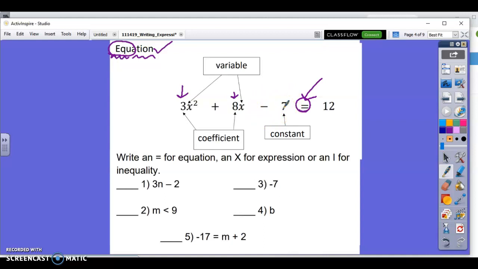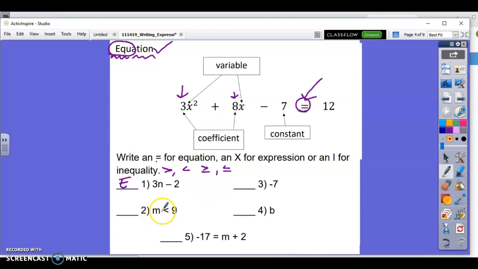Write an equal sign for an equation, an X for an expression, or an I for an inequality. So what we're doing is we're looking at these things down here and we're trying to say, okay, is that an equation? Is it an expression? Or is it an inequality? So for something to be an equation, it has to have an equal sign. For something to be an inequality, it has to have an inequality sign. So let's start with those. So I see nothing here. So it's not an equation. It's not an inequality. So what that makes it is an expression.